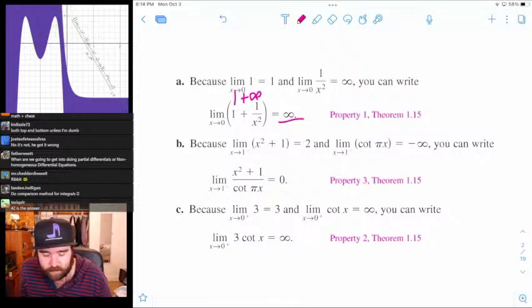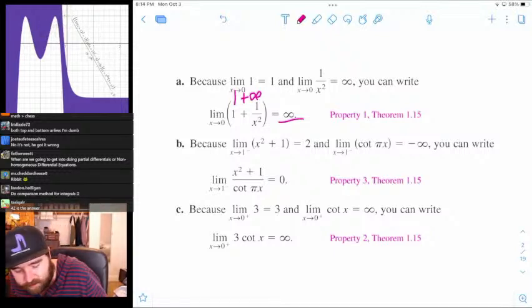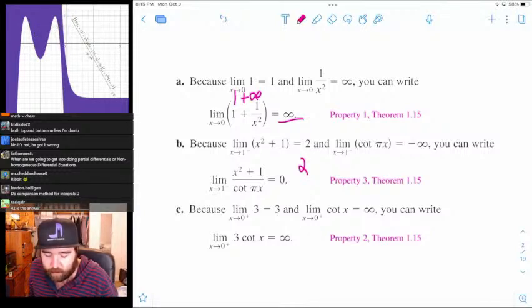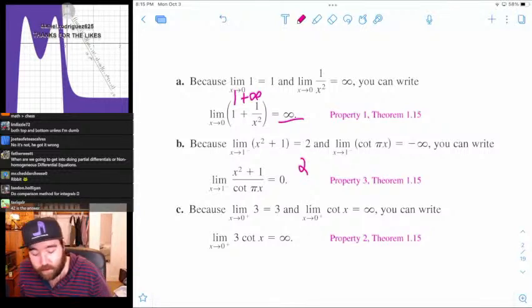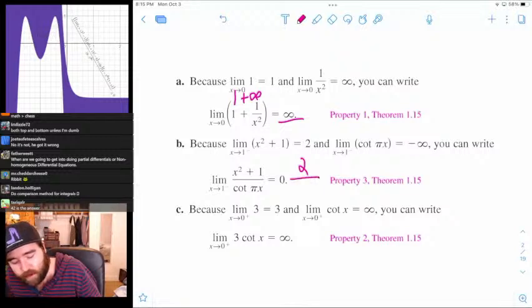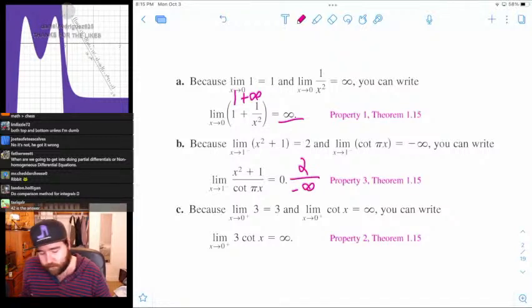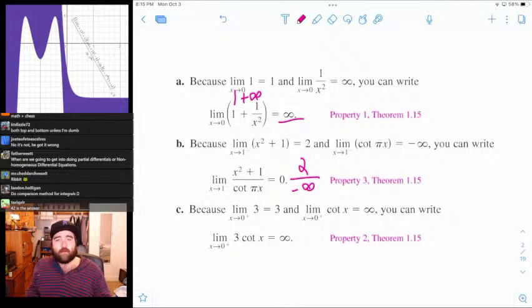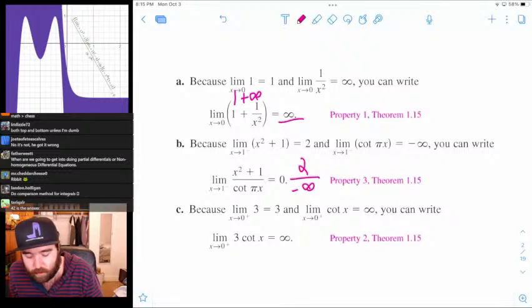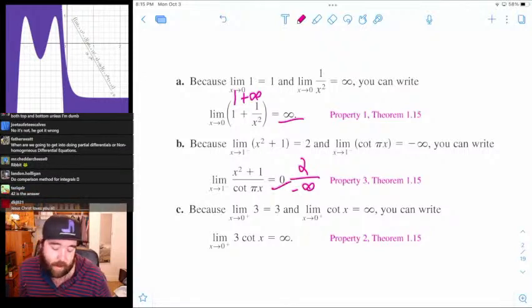And then what's the next one? They're saying x squared plus 1 is 2, basically. And the cotangent one is negative infinity. So we're doing 2 divided by negative infinity. And so they're pointing out here that if you do a number divided by infinity, that's just going to be 0, like it shows right here. So it might be like a slightly negative 0 if you think about how we did the last example. But negative 0, it's still just 0. So any number divided by infinity is 0.